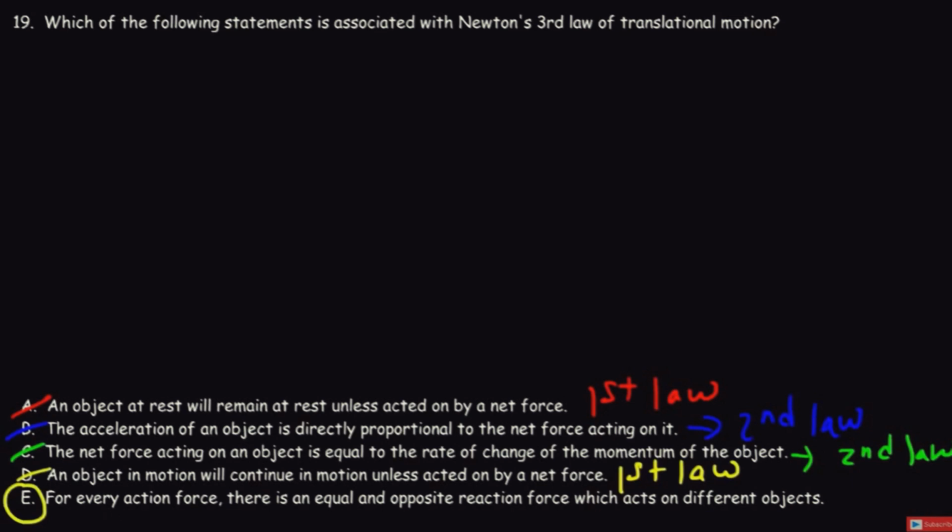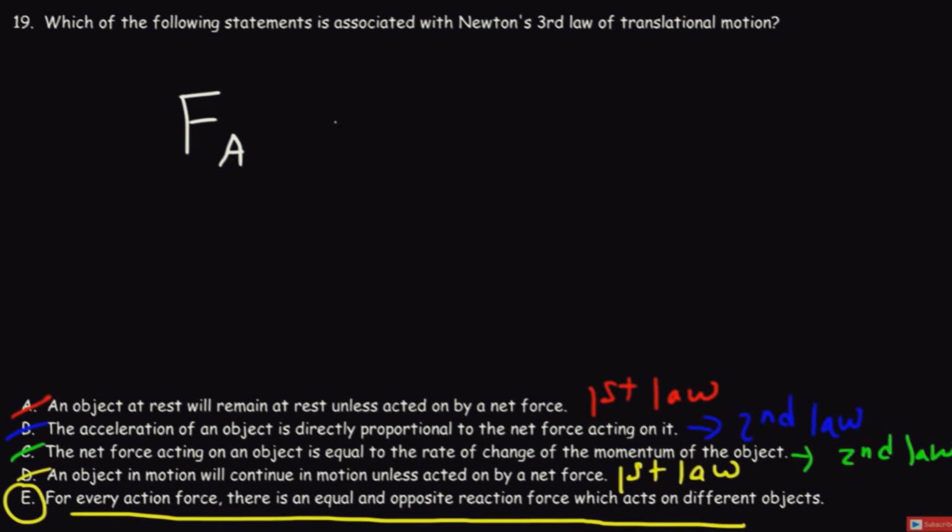For every acting force, there is an equal and opposite reaction force, which acts not on the same object but on different objects. So let's say this is the action force. The reaction force is going to be equal to the action force, but it is going to be opposite in direction. So if one is positive, the other is negative.